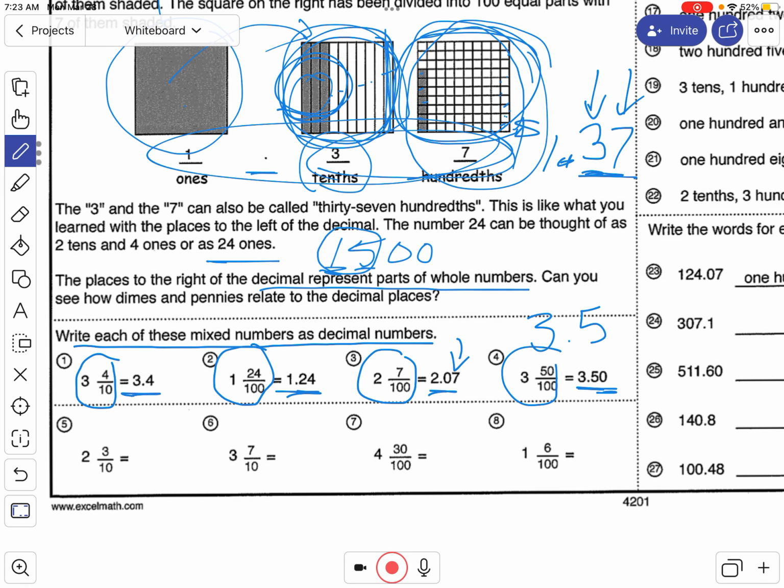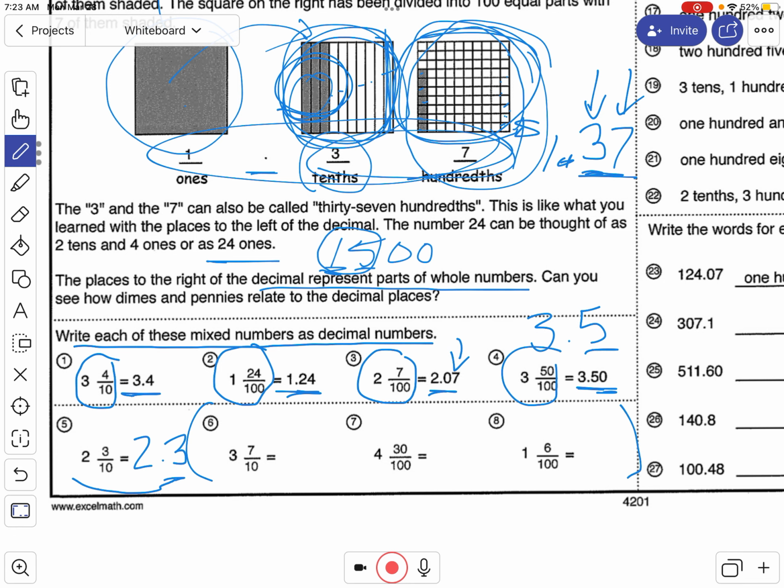If you have 50 cents out of 100, it's the same thing as 5 dimes out of 100. 3 and 5 dimes, 3.5, 3 and 5 tenths. All right, here's 2 and 3 tenths. Pause the video and see if you can get that correct answer before I show you. All right, you should have already done this problem and written 2.3. Go ahead and pause the video and go all the way down to number 8 there.